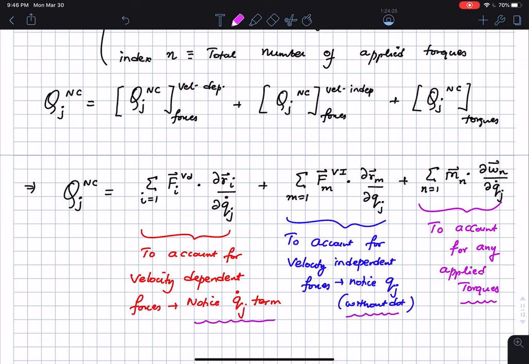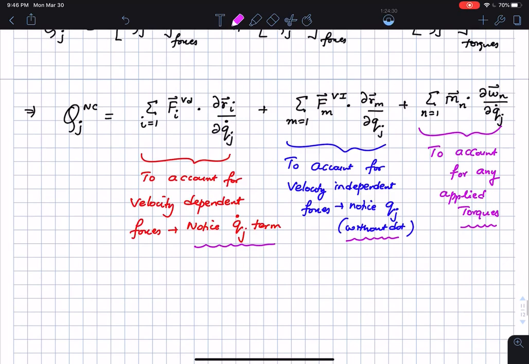The important thing to see is that for the velocity dependent term, you will have the qj dot term in the denominator here for the dot product. The velocity independent force term, you'll see that's only a qj, and then once again when we look at torques, we will look at the angular velocity of the body itself.